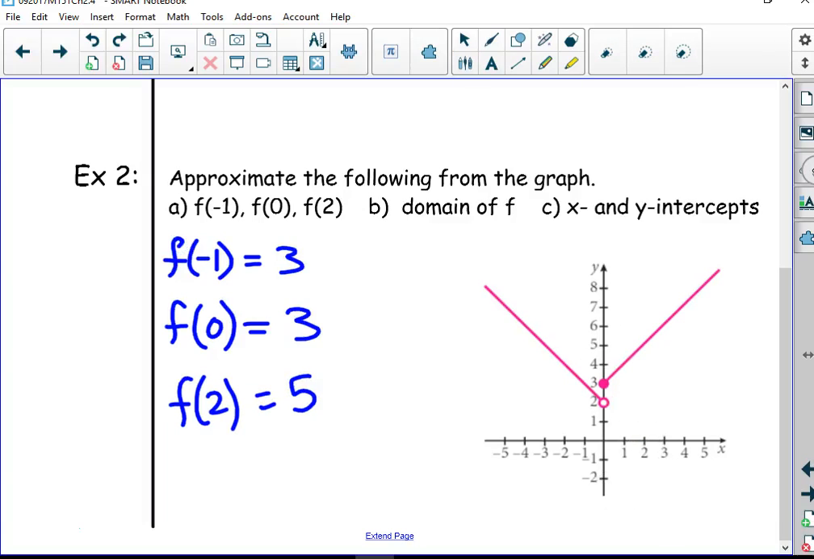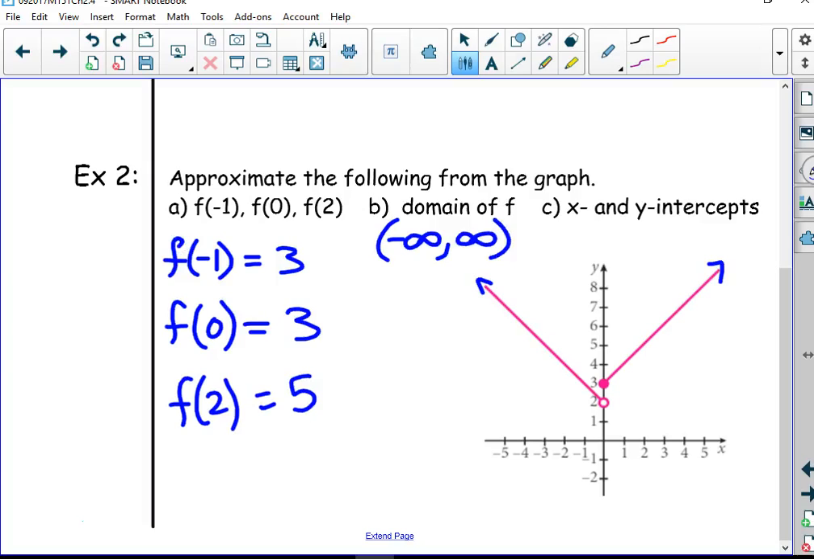All right, the domain of f. The domain of f is all real numbers because these both continue. It is defined all the way up until 0, it's defined at 0, and it's defined all the way to the right of 0, even though there's two separate functions. So in interval notation, it's going to be negative infinity to positive infinity.